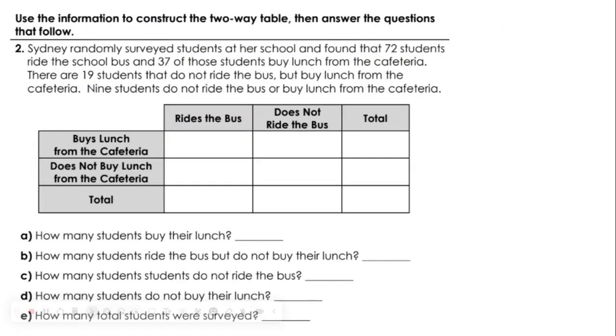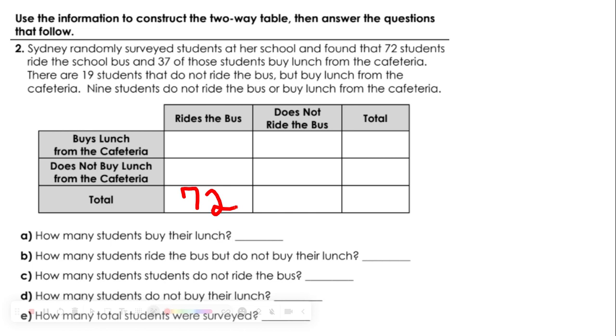Now, this table is not filled in at all. So we need to look at the information and then figure out where we are going to put whatever they give us. Okay, so they tell us that Sydney randomly surveyed students at her school and found that 72 students ride the school bus and 37 of those buy lunch from the cafeteria. So 72 students ride the school bus. So we go down rides the bus. That would be the total of everybody who rides the bus, and we're going to put 72.